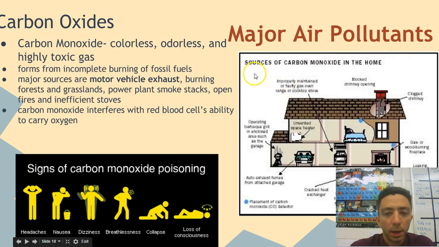So the first category is carbon oxides. There are two main carbon oxides to be concerned with. The first of those is carbon monoxide, which is just CO. It's a colorless, odorless gas. The big thing with carbon monoxide is that it can interfere with our red blood cells' ability to carry oxygen, and so you essentially just pass out and don't wake back up with carbon monoxide poisoning.